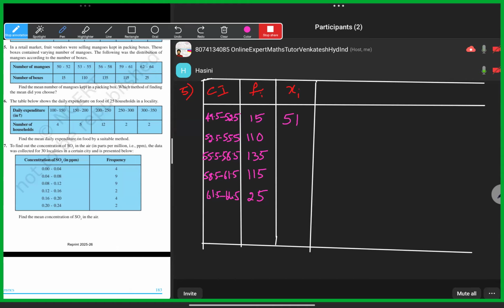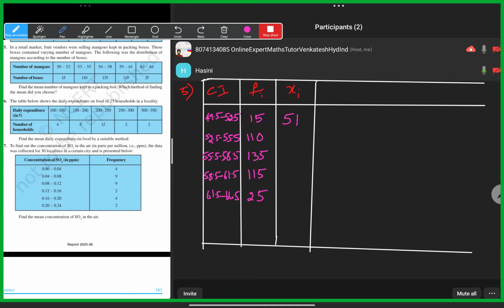And then everywhere the class size is the same, no? Yes, sir. So we can add 3 to get the next values. We need not do 52.5 plus 55.5 by 2. Suppose if the class size is different, even after making the class intervals continuous, then every time we should do lower limit plus upper limit by 2. We cannot add this 3. Most of the time they'll give equal class intervals, but don't forget. Is it okay, Hasni?